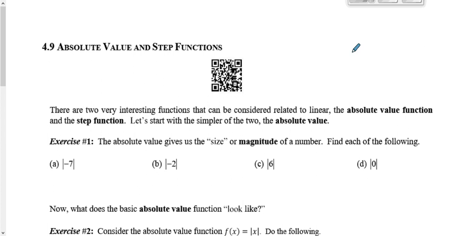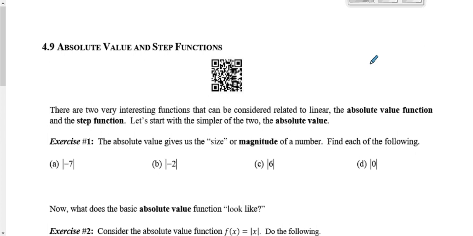So two new functions today. Absolute value function and step function is called. Not too hard. Anybody heard of absolute value? Must have at some point. Sometime, I don't remember what it was. Yeah. Any thoughts on what absolute value was when you learned it?